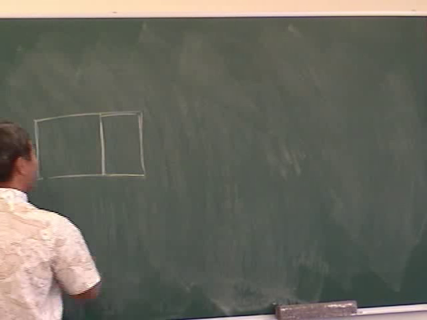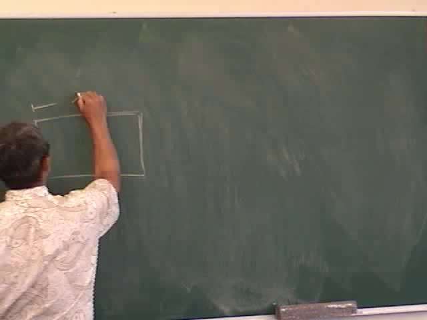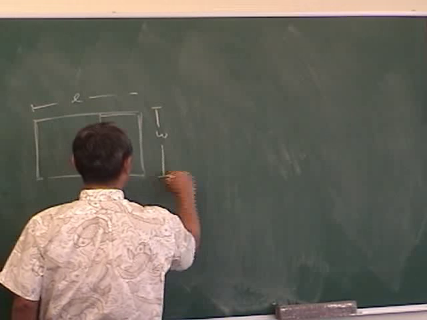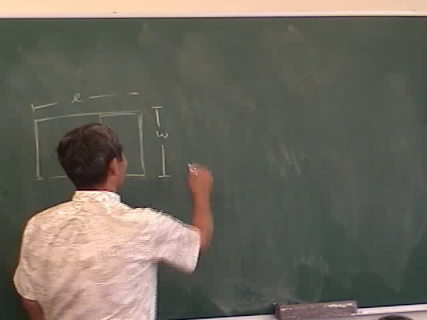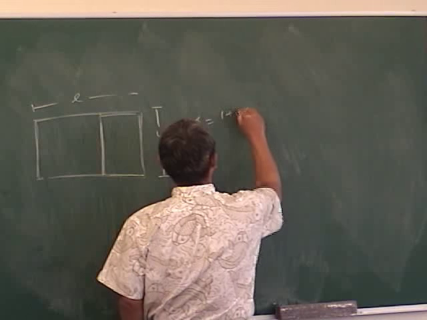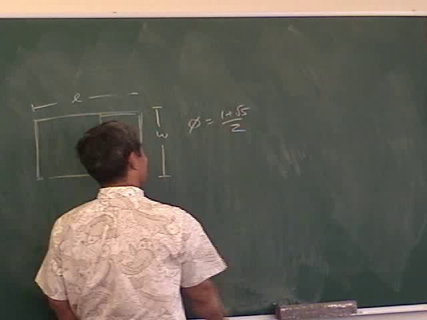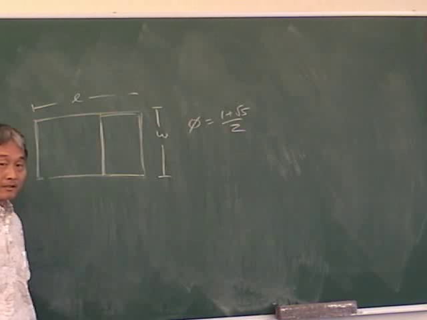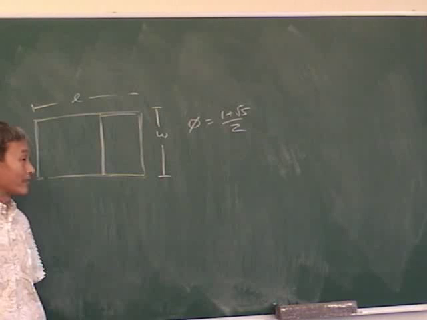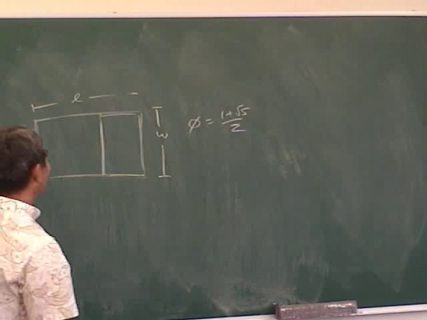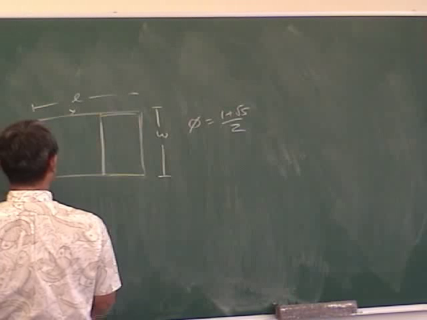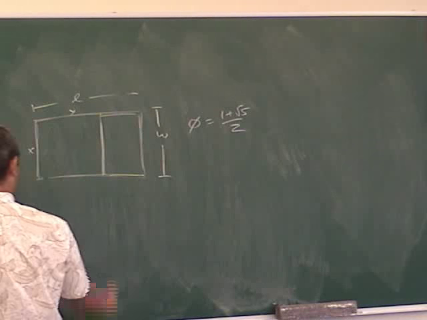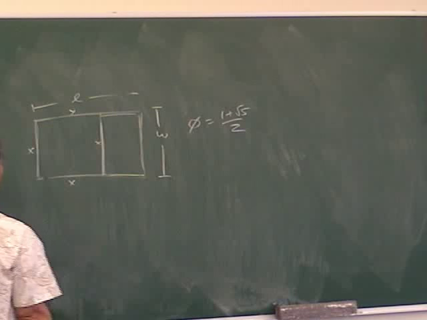Okay, so what is the ratio of the length to the width in a golden rectangle? You already know it's the golden ratio, which is phi, which is 1 plus root 5 over 2, right? But do you guys know how to get that? How do you actually derive that? Well, why don't we call the width x? So this is x, because this is a square. And then what?